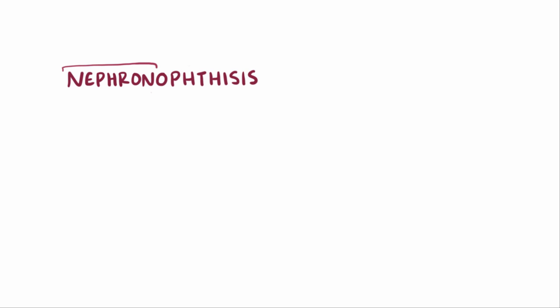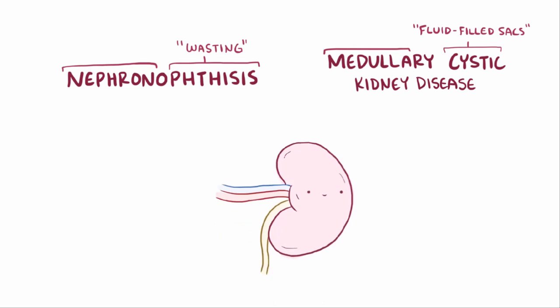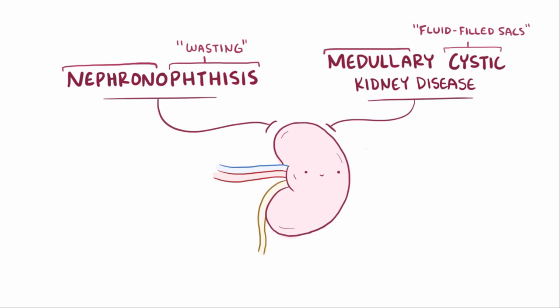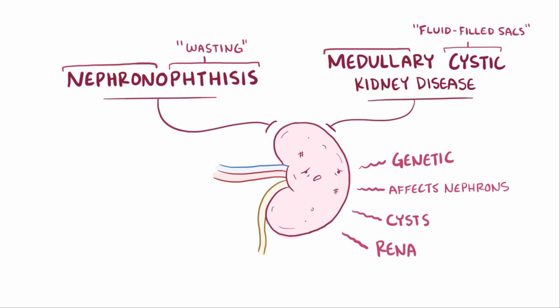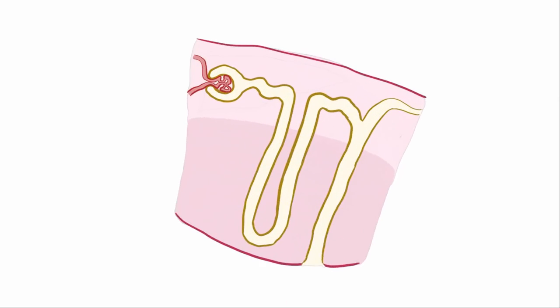Nephronophthisis, which means nephron wasting, and medullary cystic kidney disease, which refers to fluid filled sacs in the medulla, are two kidney diseases that share some similar features. They're both genetic, they both affect the nephrons, and they both can lead to kidney cysts and renal failure over time. To help understand these diseases, let's first take a zoomed in look at a nephron and talk about how it works.